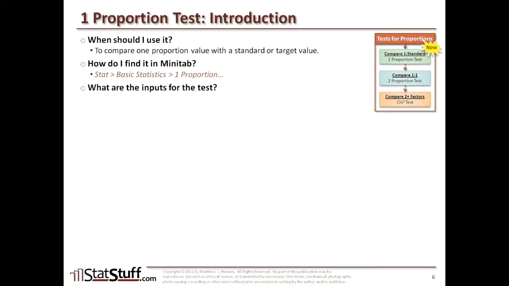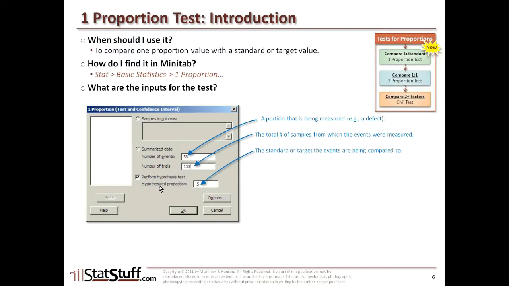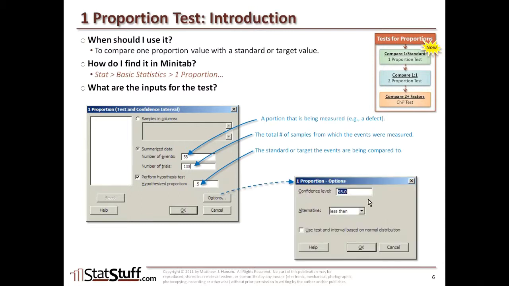For the inputs for this type of test, you'd get a dialog box that looks like this from within Minitab. You plug in here the portion that's being measured, something like the number of defects, and then the total number of samples from which the events were measured. The hypothesized proportion down here would represent the actual standard or target that you're comparing it to. You might select Options as well, and you get this additional dialog box if you want to set a separate definition for the confidence level, and if you also want to define the alternative here to help do the comparison.